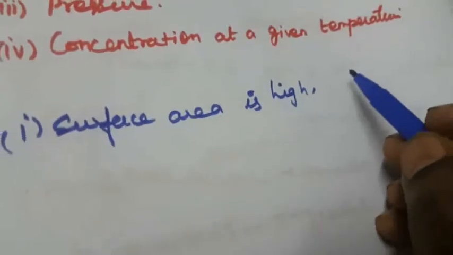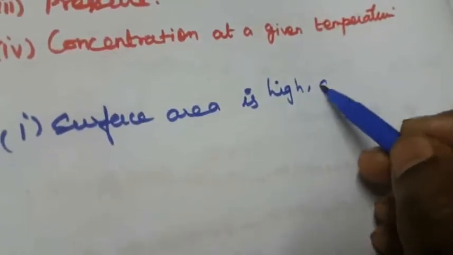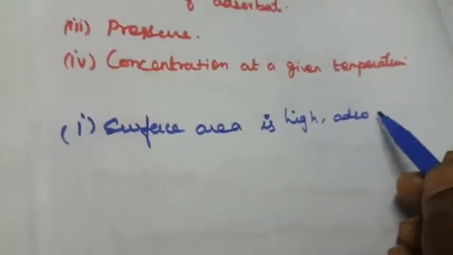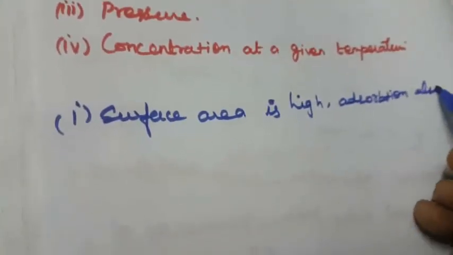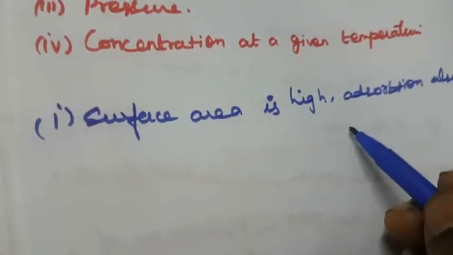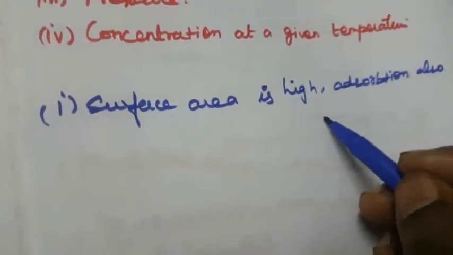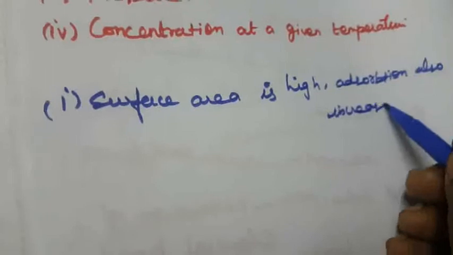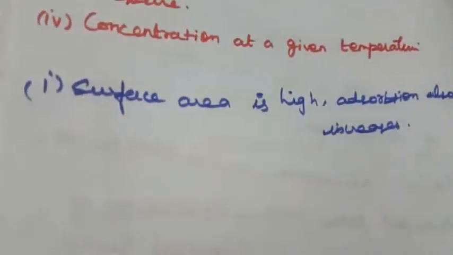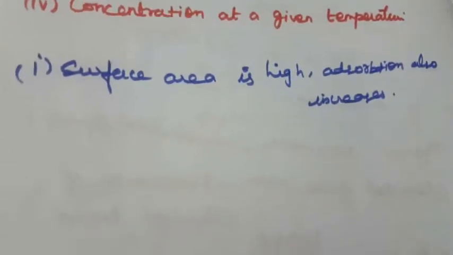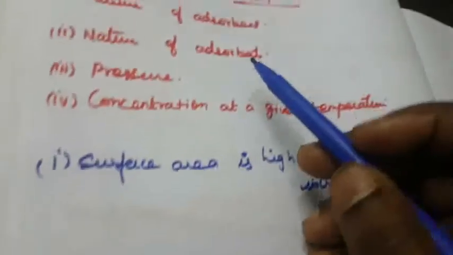When the surface area is high, the adsorption also increases. So that is called nature of adsorbent. So the higher the surface area, the higher the amount of adsorption. So next one is the nature of the adsorbate.